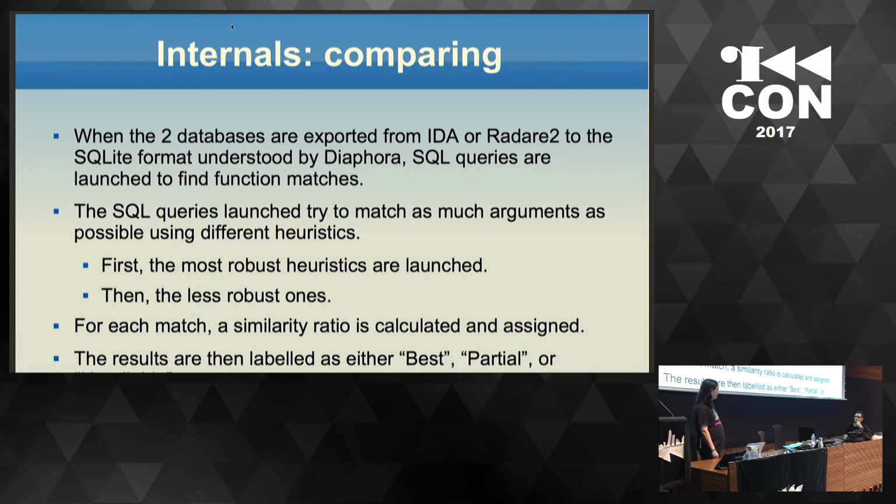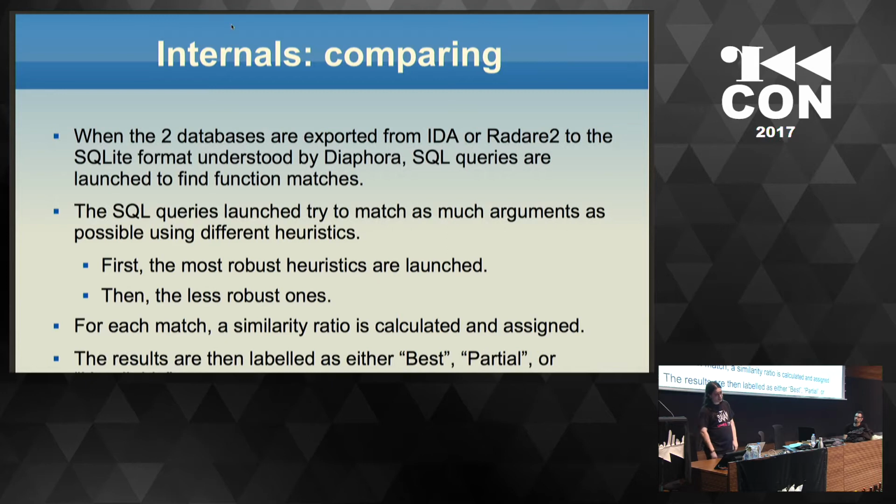For each match, a similarity ratio, like 0.1 unreliable, 0.999999 very reliable, is calculated. And then they are labeled as either best, partial, or unreliable. Unfortunately, as of today, we cannot see the results with radare because we still don't have an independent GUI.